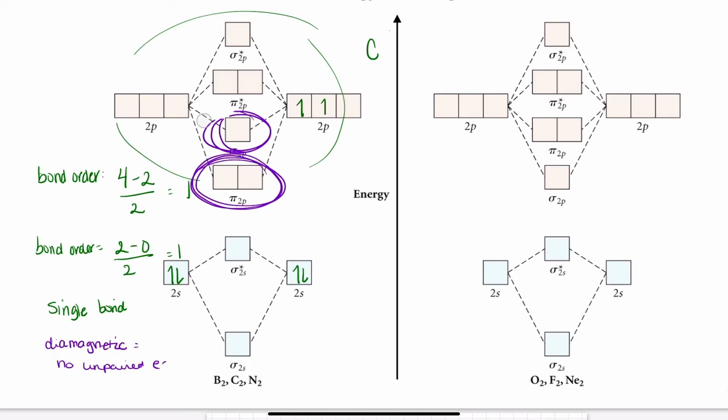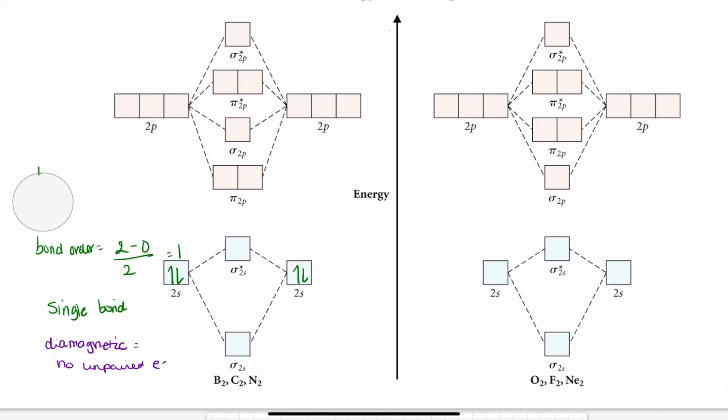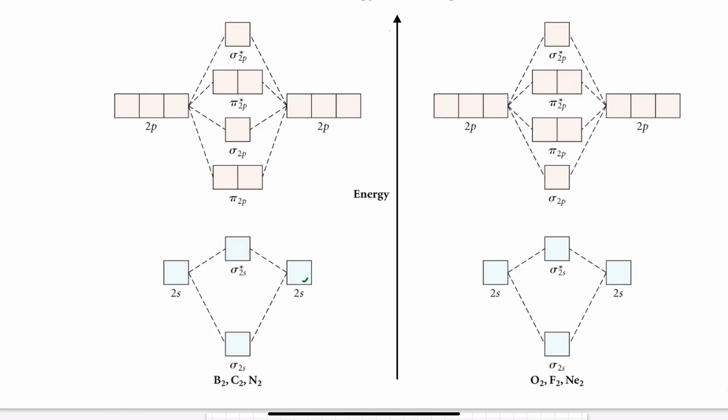Boron, we see something similar. Boron has an electron configuration 2s2 2p1. So 1, 2, 3, 1, 2, and 3. 1, 2, 3, 4, 1, and 2.